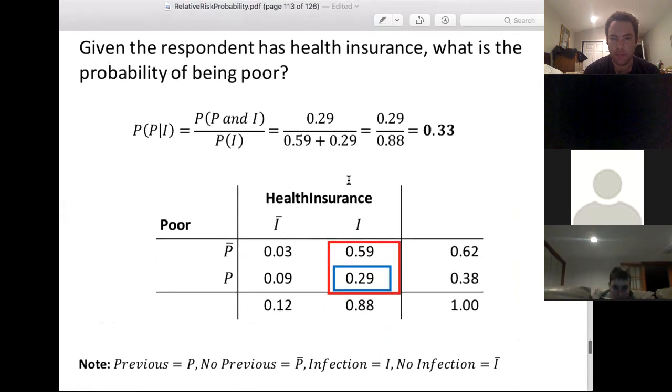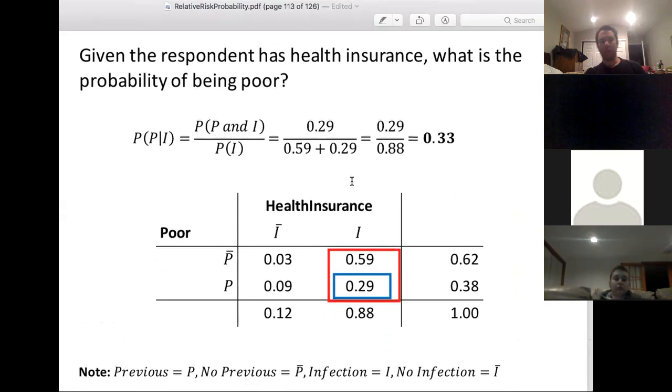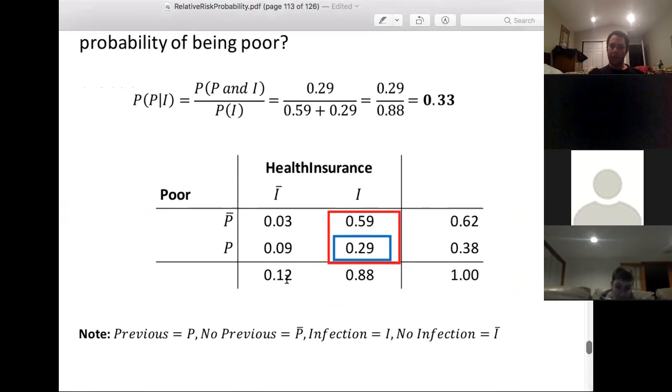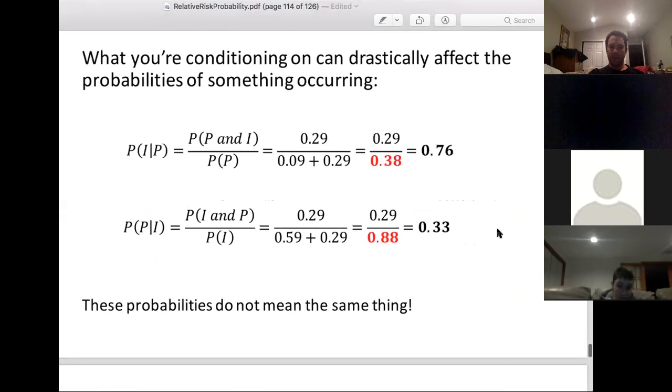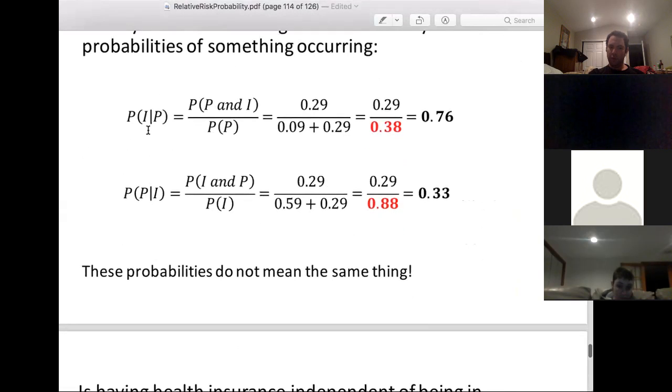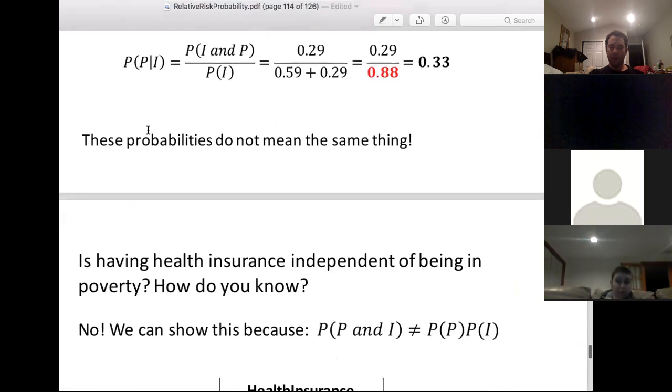We could also look at another example. Given the respondent has health insurance, what is the probability of being poor? So that is the two conditions getting flipped, just to illustrate that they're not the same. We're looking at the probability of the insured, which is 0.88, and having this 0.29 over that, and that's 33%. So we just want to make sure that we don't get confused with flipping the conditions. And the conditions matter because what you're conditioning on can drastically affect the probabilities of something. As we see here, the two flipped do not mean the same thing and they don't come up with the same answer.